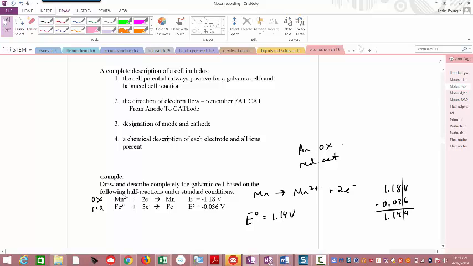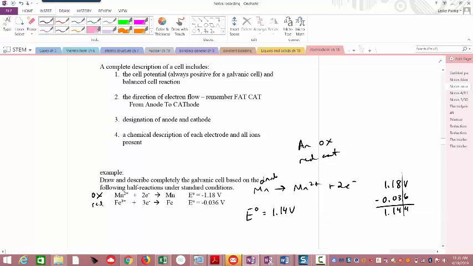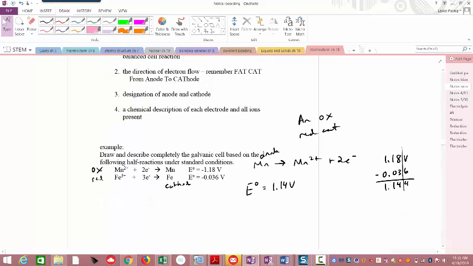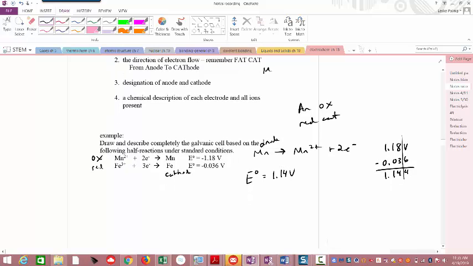Oxidation happens at the anode, so manganese is the anode. That makes iron the cathode. And the electrons are going to flow from anode to cathode. So electrons are flowing from the manganese to the iron. Okay?